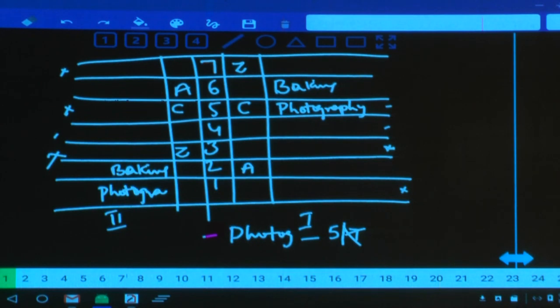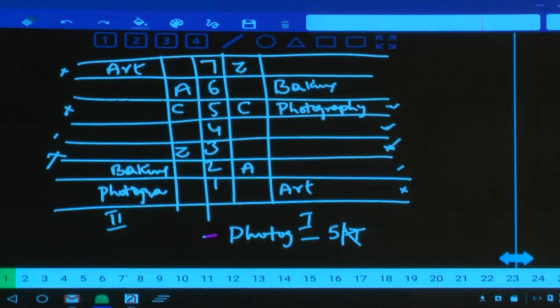And next one. Only 4 people live between the one who is participating in baking and art competition. 4 people between baking and art competition, 1, 2, 3, 4. Hence, in the first case, the person who is participating in art competition must be on the 1st floor. And in the second case, 1, 2, 3, 4, the person who is participating in art must be on the 7th floor. Done with this?